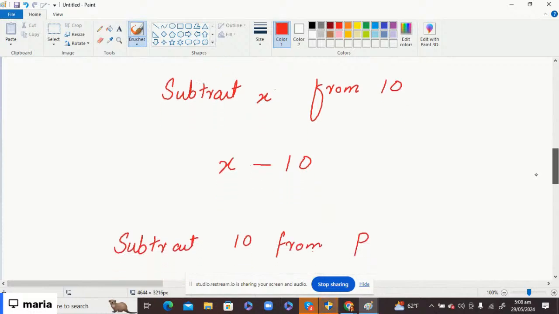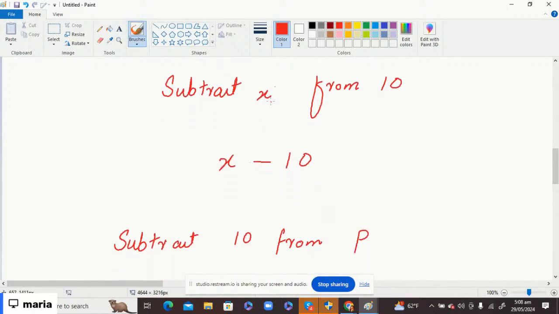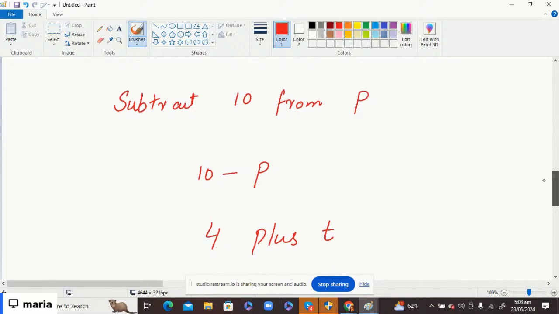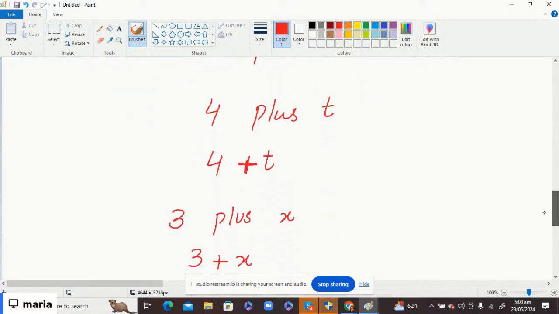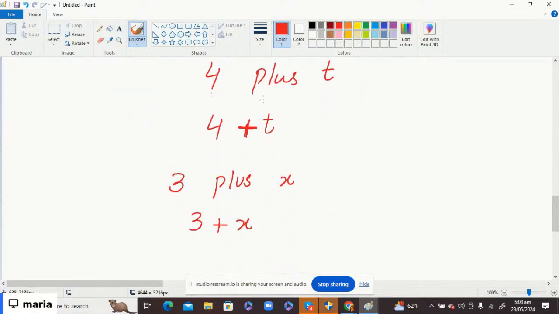Then subtraction: subtract x from a number. You put the first number here, then the subtraction sign, and then the 10. Then two examples: subtract 10 from P, 10 from P. Then the plus examples: 4 plus t, 3 plus x.